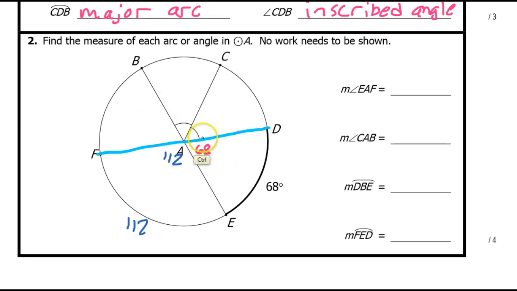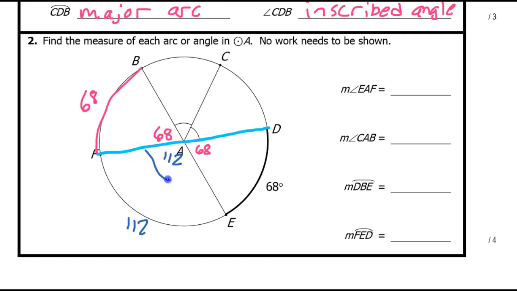Okay, now let's use vertical angles. This 68 right here and this angle right here, these are vertical angles. Vertical angles are always equal. So if this is 68, that means that this arc right here is also going to be 68.